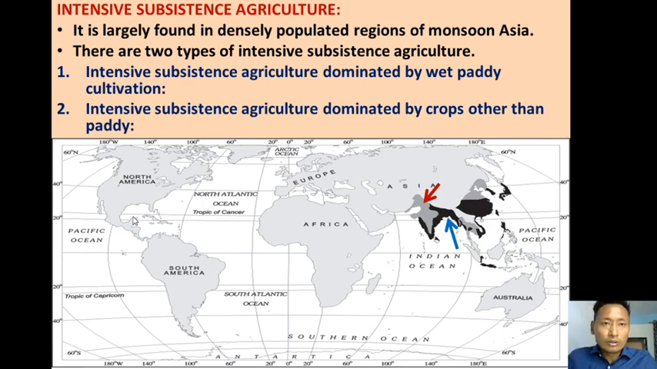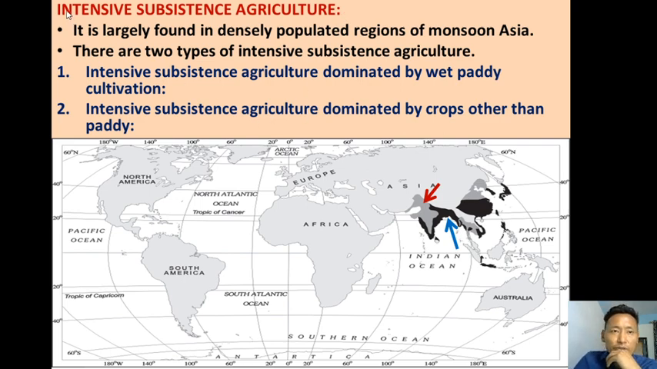The next topic is intensive subsistence agriculture. We need to know its meaning. Intensive means intensive use of land. Subsistence means cultivation of crops mainly for self-consumption. Agriculture means cultivation of crops. So intensive use of land and cultivation of crops mainly for self-consumption is called intensive subsistence agriculture.